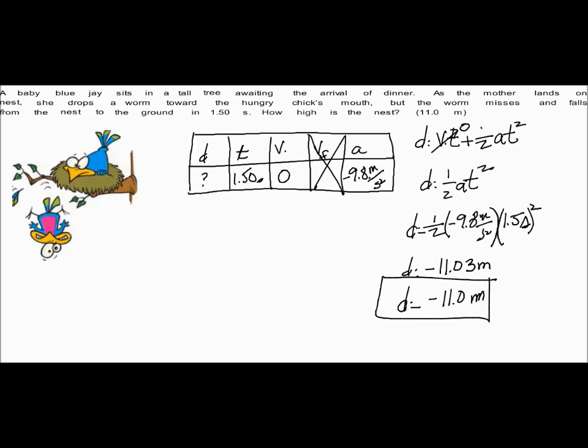Now, that 11.0 meters is the displacement, because the worm fell from our diagram over here that I did not draw, but you can see that it is drawn, fell in a negative direction, and that's consistent with our answer. But the question is asking how high is the nest. That's a distance, so we're not interested in the direction in this case. So the answer is, it's a bad D. The answer is 11 meters. Done.